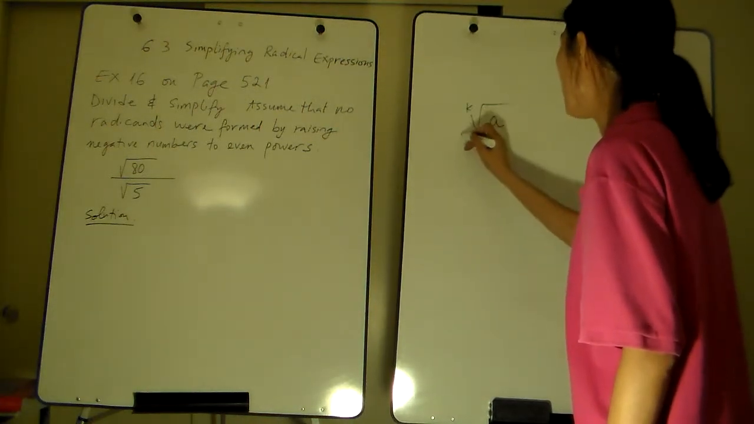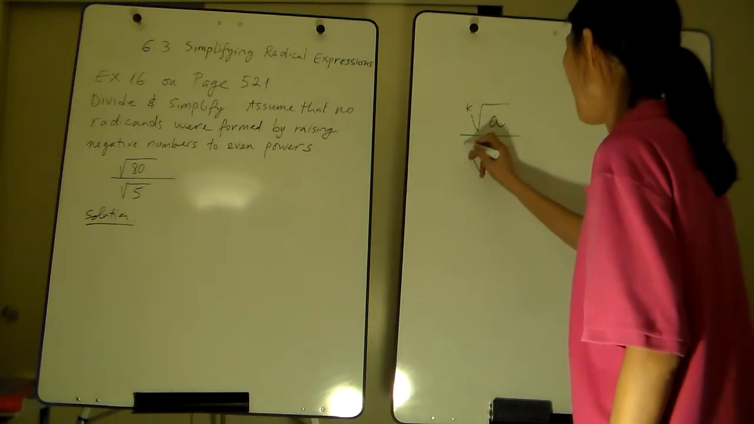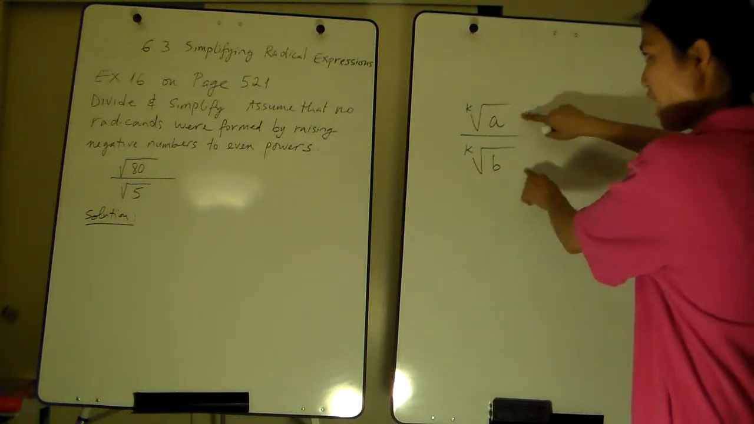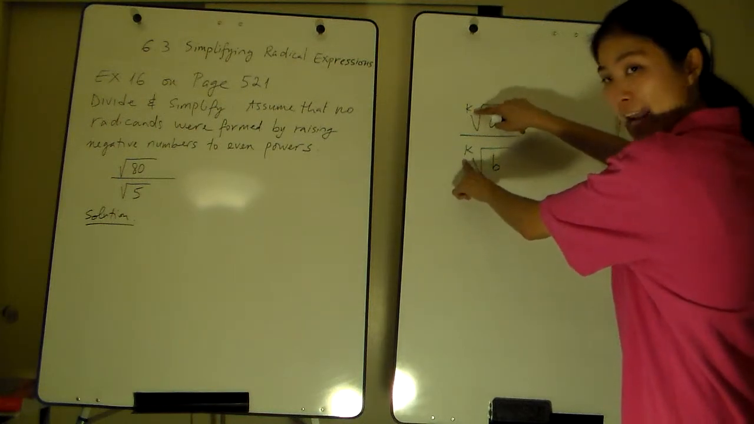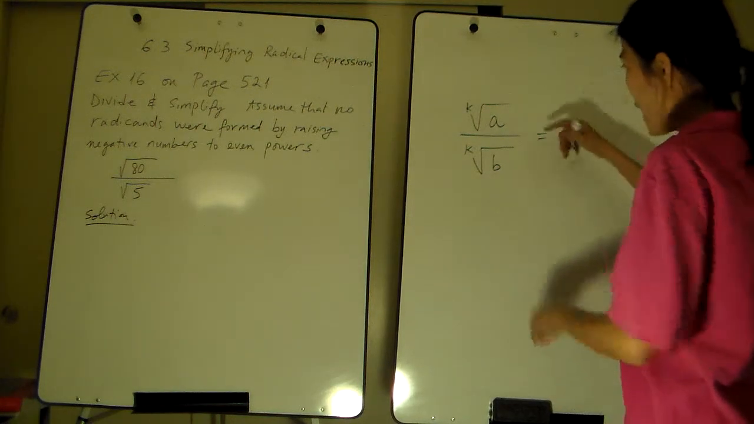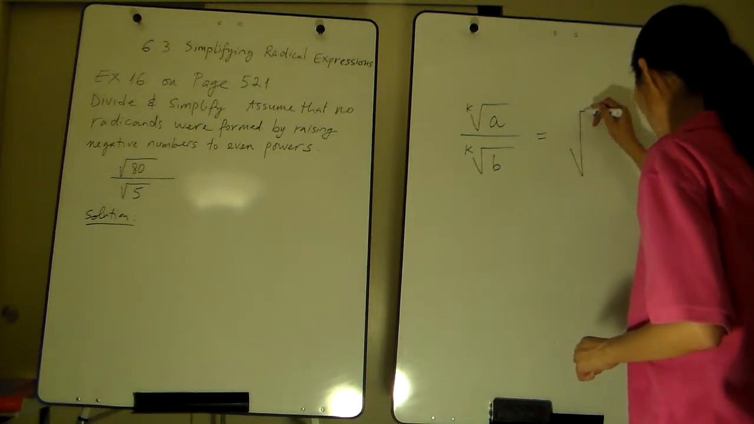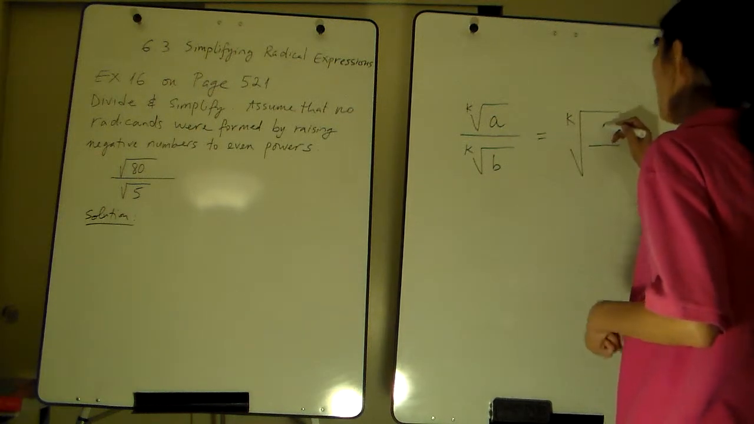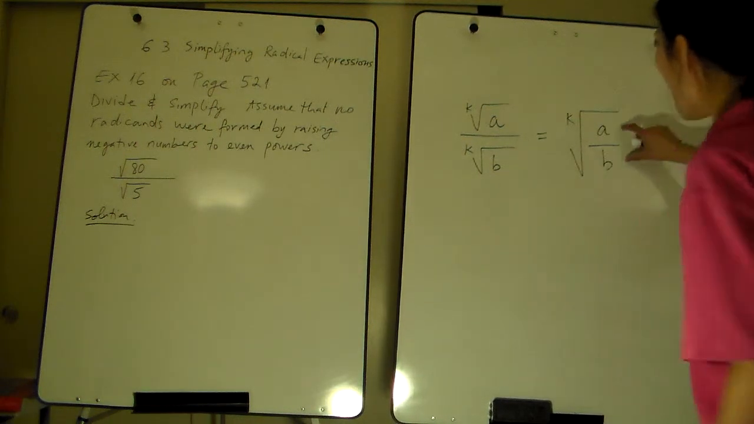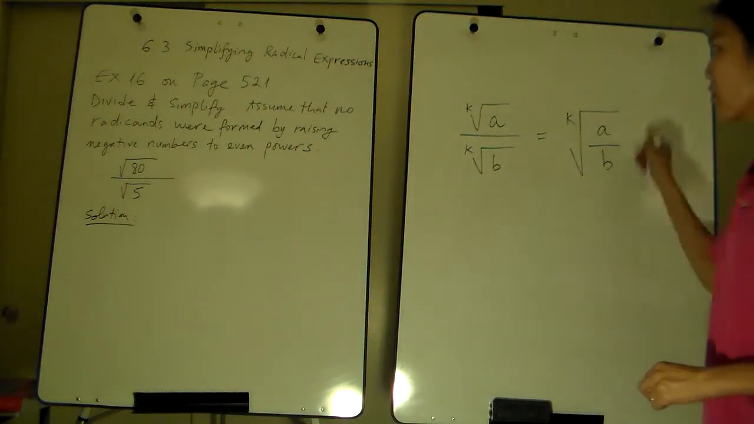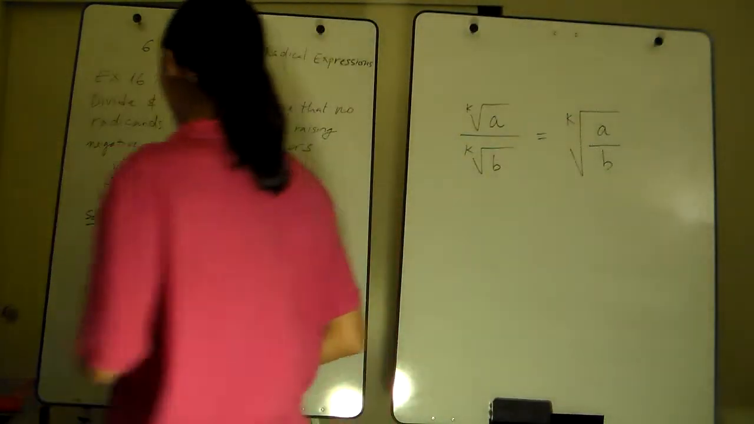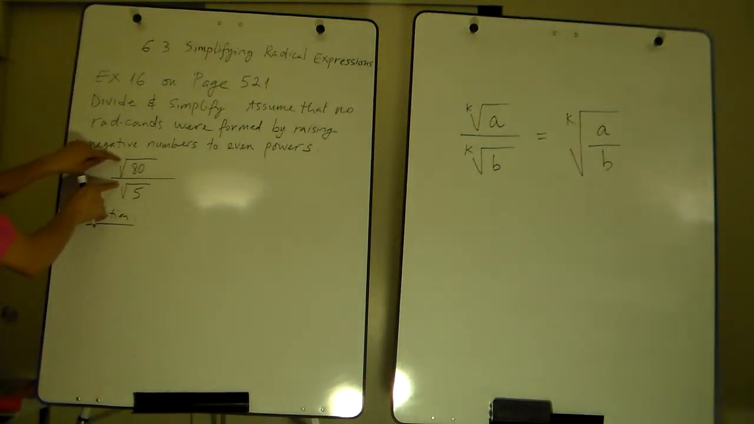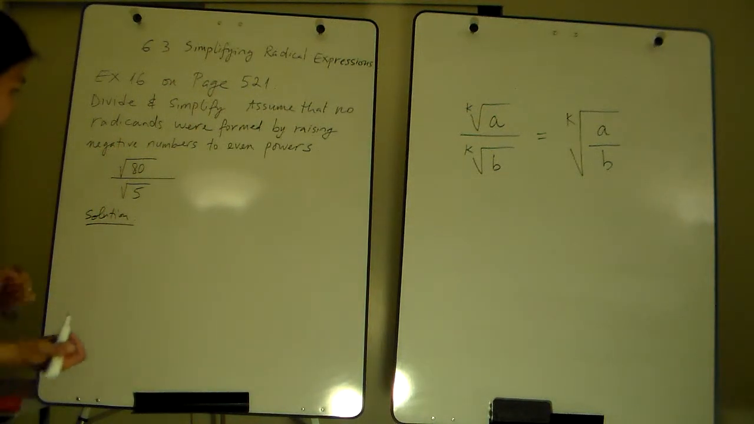the kth root of A, divided by the kth root of B. As long as you have radicals with the same kth root, you can write this as one radical with the same kth root and maintain the division, A divided by B. So divide the radicands. Okay, so I'm going to apply this rule here because we have radicals with the same k roots. For this one the k root is 2, for this one the k root is 2. So they are the same radicals.